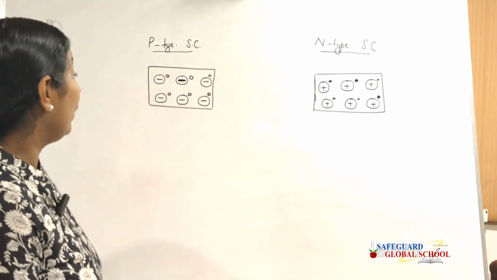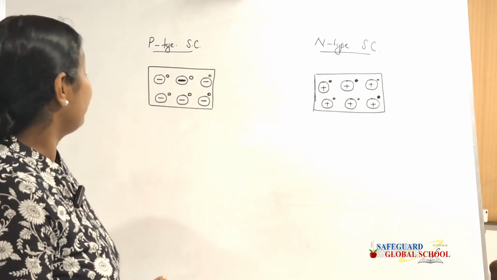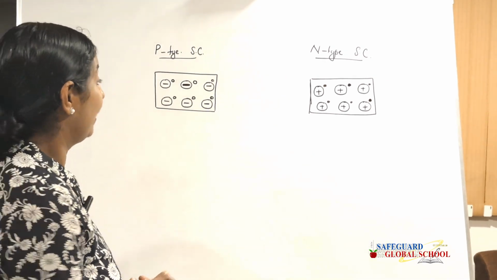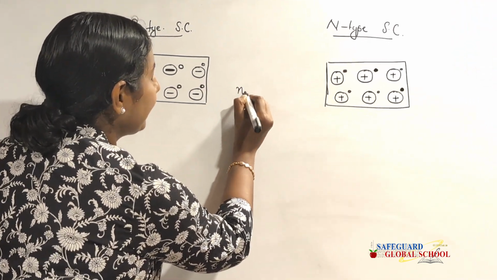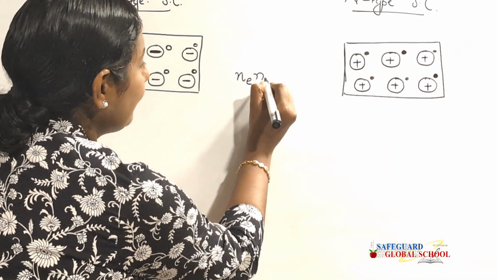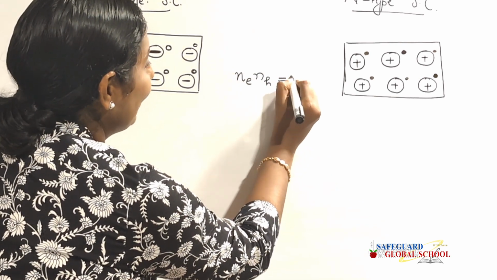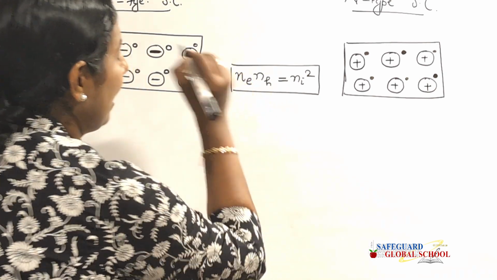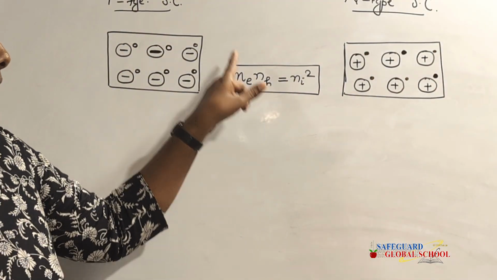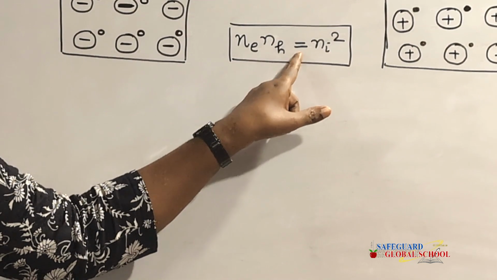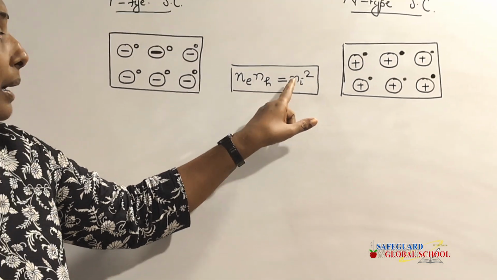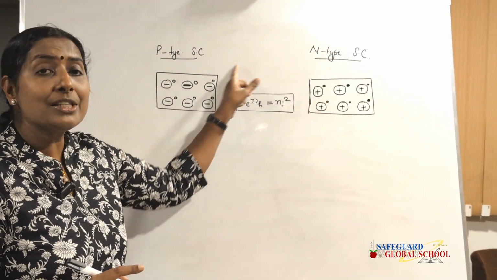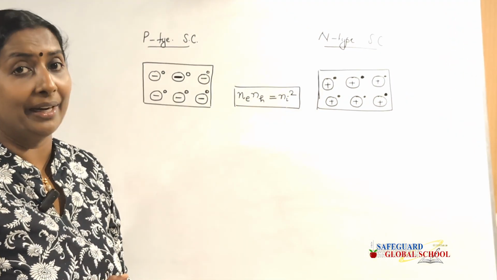Continuing, how will we write the equation for the carrier concentration of an extrinsic semiconductor? An extrinsic semiconductor consists of electrons as well as holes, and n times p is equal to n_i squared. You have to understand, this can be asked in numerical problems. Number of electrons times number of holes is equal to the intrinsic carrier concentration squared. This is the equation dealing with the charge concentration in an extrinsic semiconductor.